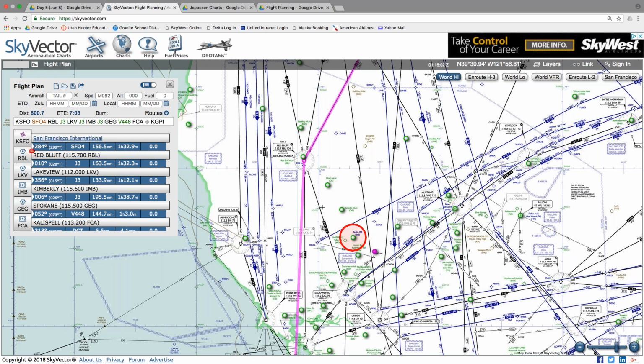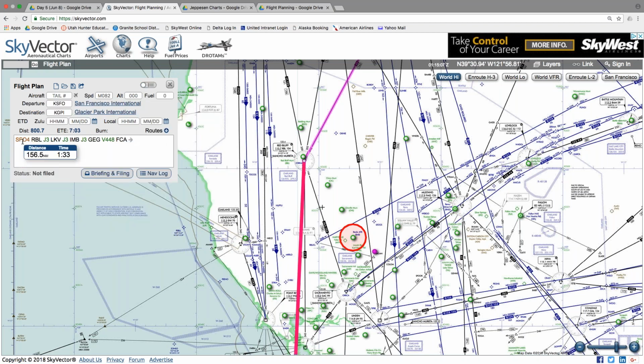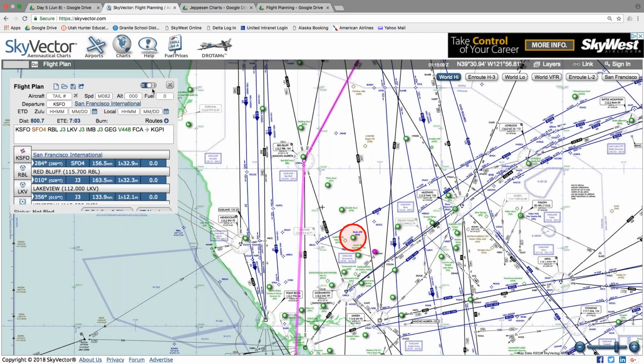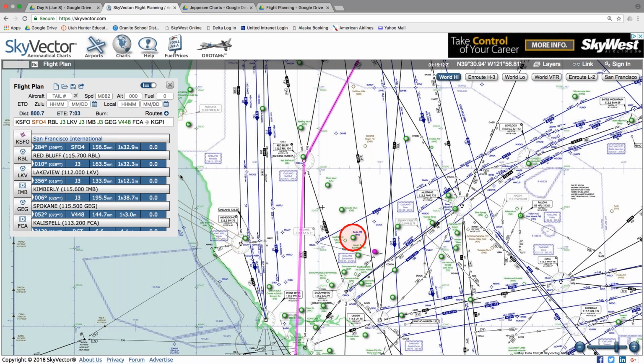So that button, all it does is turn a flight plan like this into an actual IFR flight plan. Okay. So this gives us a heading right here. San Francisco to Red Bluff, we fly a heading of 284. You're welcome, okay? Seriously. Not only do you guys get to cheat and use Skyvector for your practical, unlike every class prior, but now you guys know the cheats, okay?